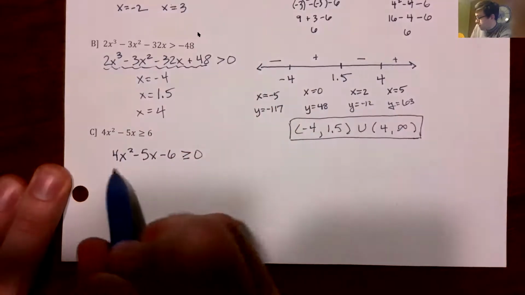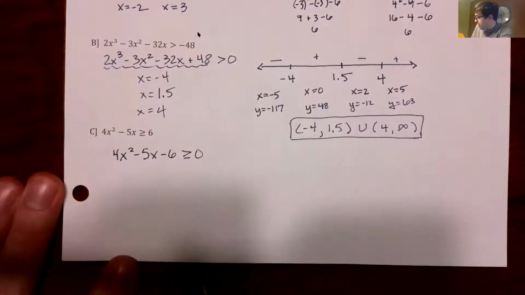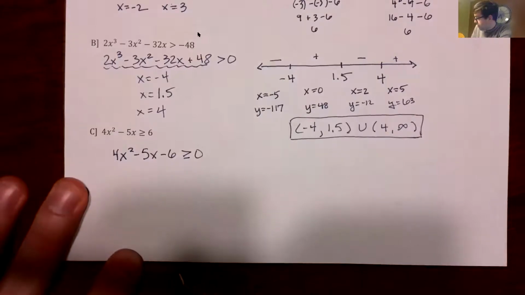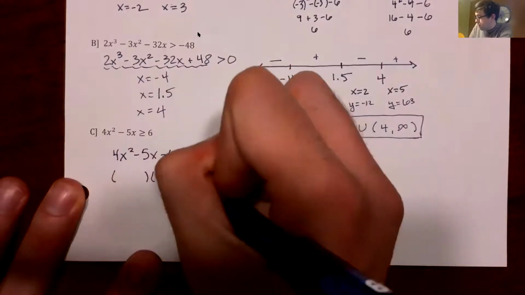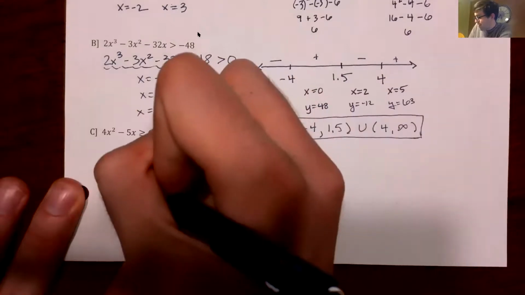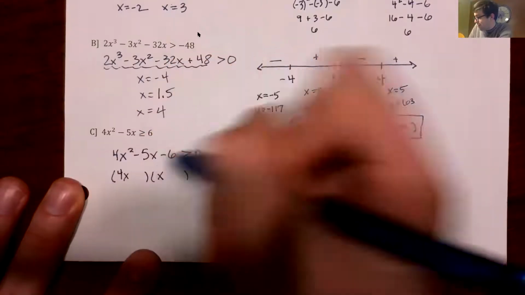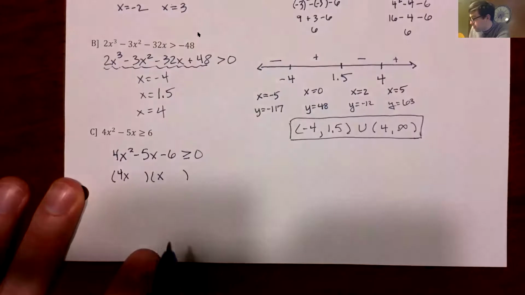So for this left side, again, can we factor that? I feel like we can. I don't have this written down, so this is going to be a good test here. So we have 4x and x. Can I make the middle equal 5?